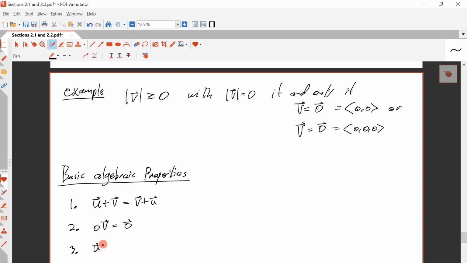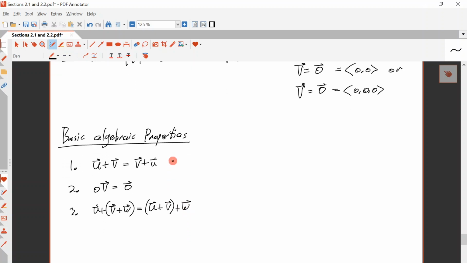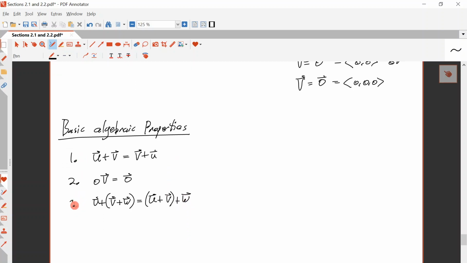Three, u plus v plus w: if you want to add up 3 vectors, v plus w first and then add u to it, it's the same as adding u and v first. All right, that's called associativity. Commutativity, associativity. You also have distributivity: the scalar multiple of k times the sum of u and v is just ku plus kv.